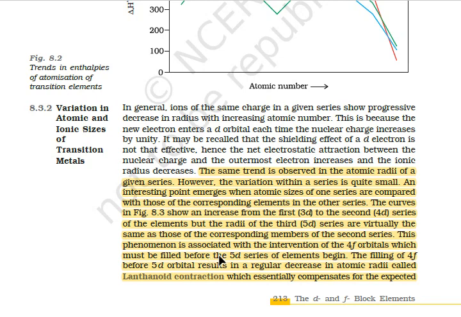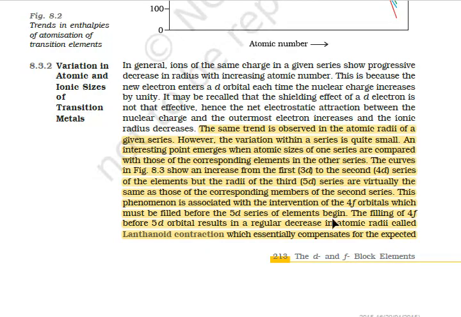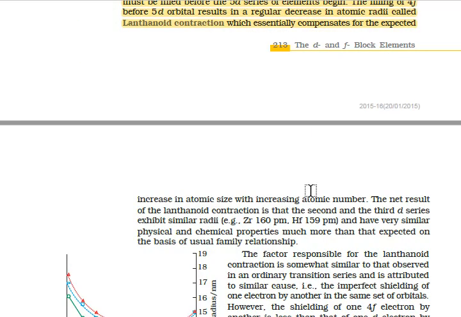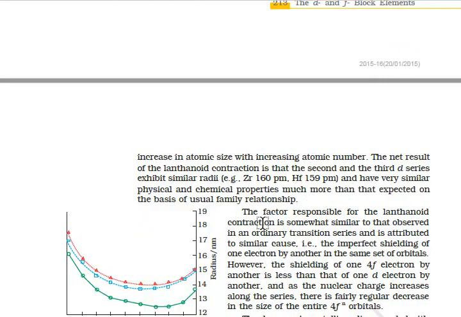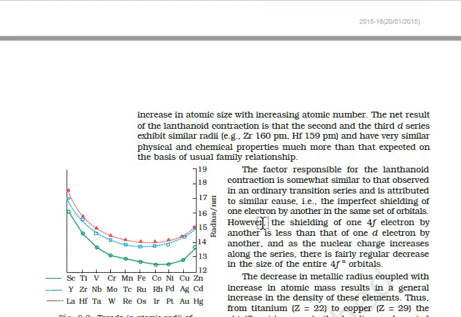This phenomenon is associated with the involvement of the 4f orbital, which must be filled before the 5d series of elements begins. The filling of 4f before 5d orbitals results in a regular decrease in atomic radii called lanthanide contraction, which essentially compensates for the expected increase in atomic size with increasing atomic number.